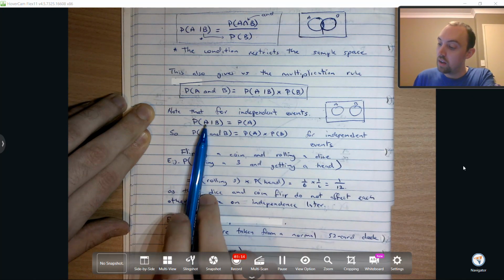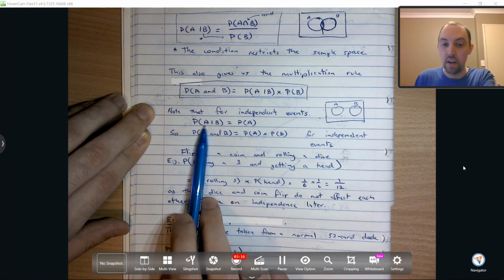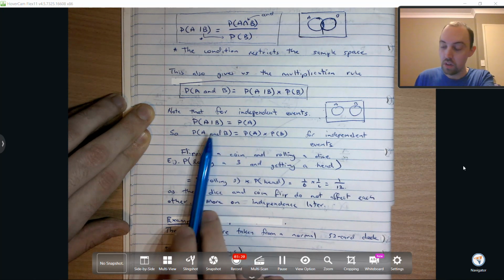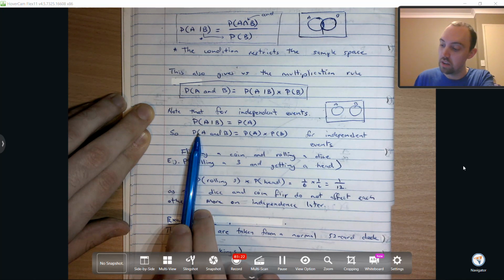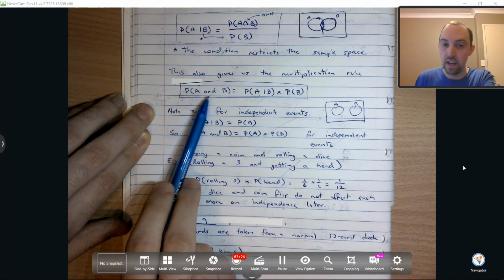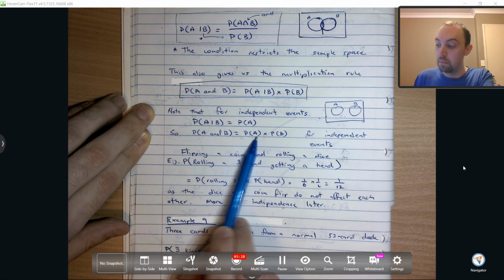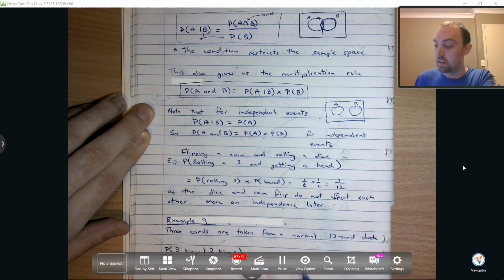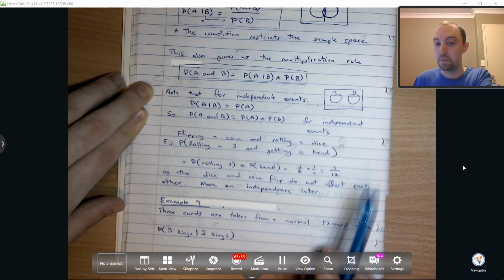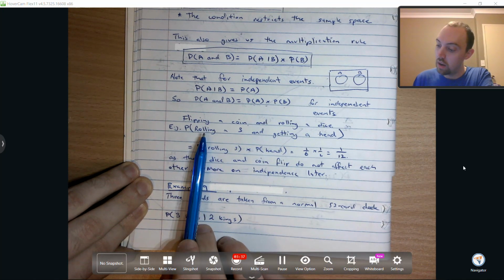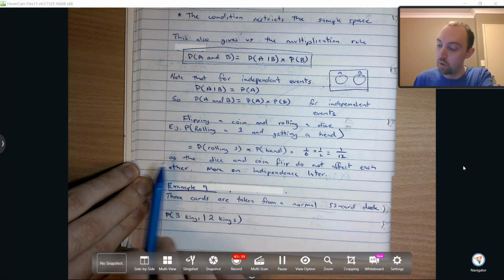So for independent events, the probability of A given B is just the probability of A. So this changes our multiplication rule. The probability of A and B happening is just the probability of A times the probability of B. We'll go through a quick example here, but again, we're going to do more of this a little bit later. We've got flipping a coin and rolling a dice.